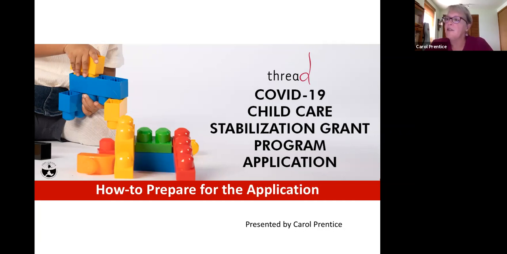This funding for the Stabilization Grant is possible through the American Rescue Plan Act, which is also referred to as ARPA, A-R-P-A. There are several things that you can do to make the application process as smooth and easy as possible. In this video, I will review the steps you should take before you sit down to begin the actual application process. So let's get started.